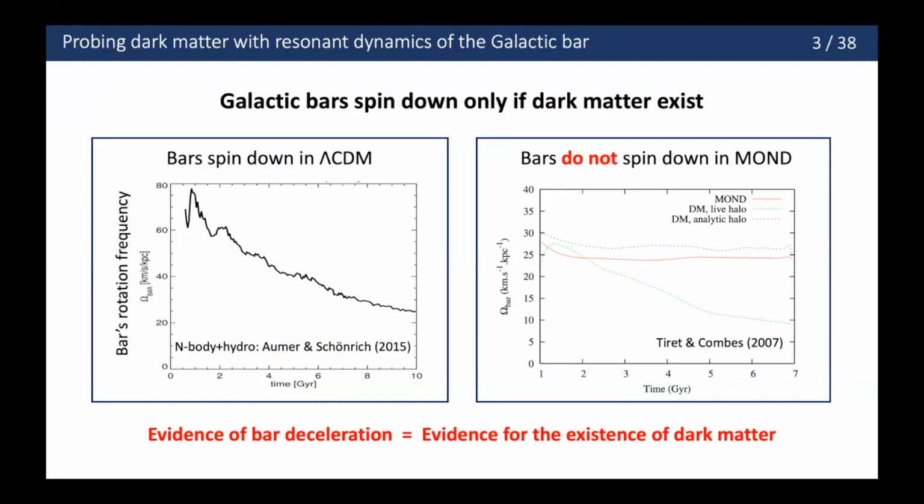So you can see in this plot, the bar's rotational frequency as a function of time, that the frequency is declining significantly from its initial value. On the other hand, if you don't assume any dark matter, and if you adopt MOND, you can see from this red curve here that the bar's pattern speed hardly changes, right? Because the bar doesn't have any opponent to exchange momentum and energy.